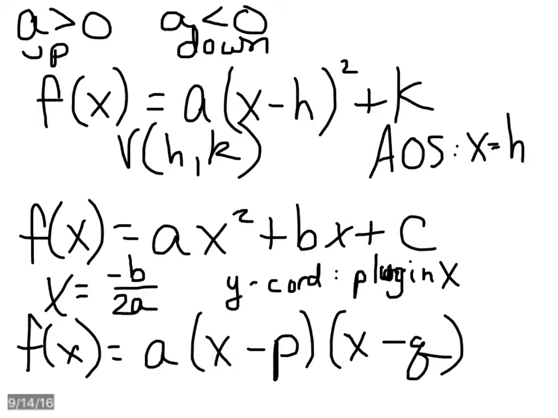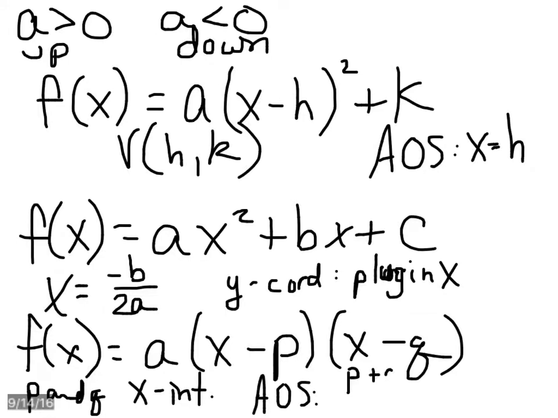What are the P and the Q? Good. The P and the Q are the x-intercepts. In order to find the axis of symmetry when it's in this type of scenario, you take whatever is in P plus whatever is in Q and divide it by 2. What is the axis of symmetry? It's also the x-coordinate of the vertex. Then how do you find the y-coordinate? Plug it in. Right.